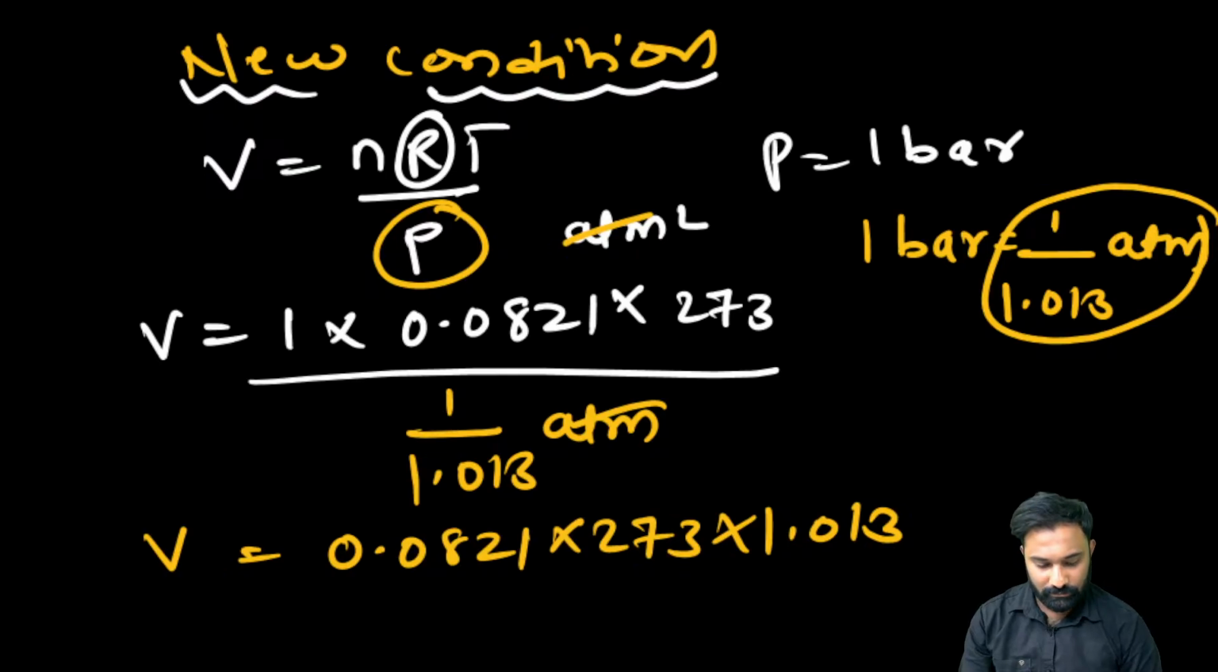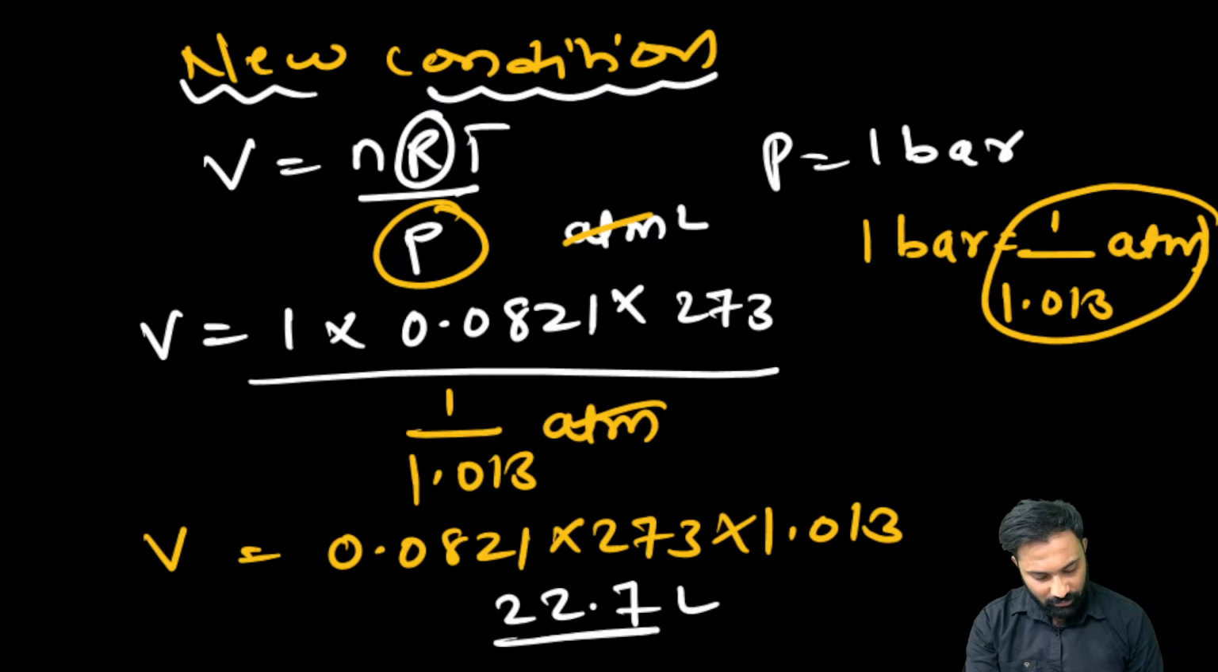How much did you get? Calculate it and tell me. Approx you will get 22.7 liter. Good. Approx you will get 22.7 liter. Right, good. Next.